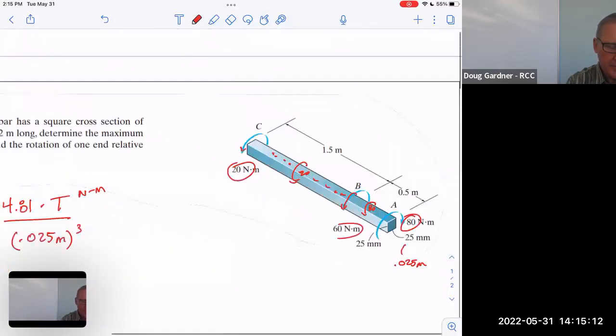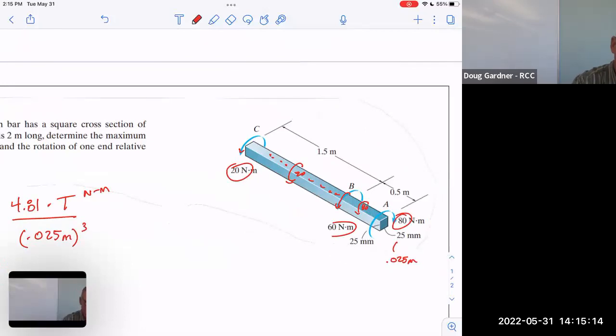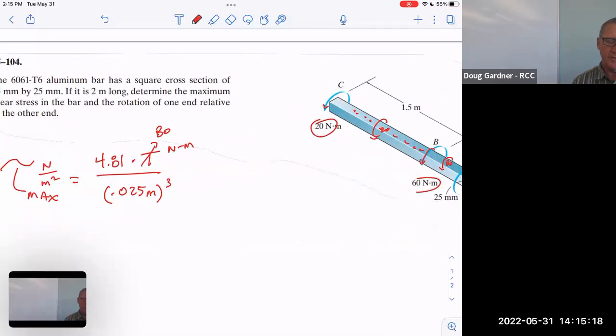Oh, okay, sweet. And notice the units are already right. It's 80 Newton meters. Oh, cool. 4.81 times 80 divided by 0.025 to the third. Cool.